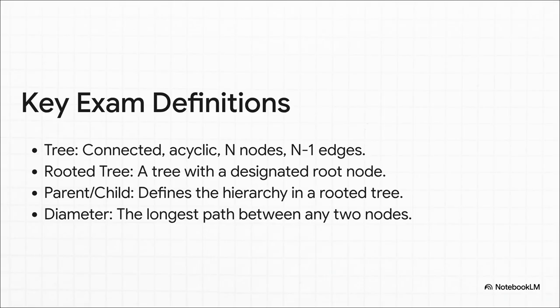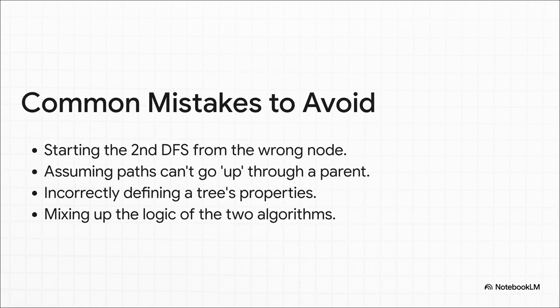A tree. It's connected, acyclic with n nodes and n-1 edges. Got it? A rooted tree. Just a tree where one node is the boss, the root. Parent-child. That's the language of the hierarchy. And the diameter, the longest path between any two nodes. Get these locked in. Now let's talk about the traps, the common mistakes people make.